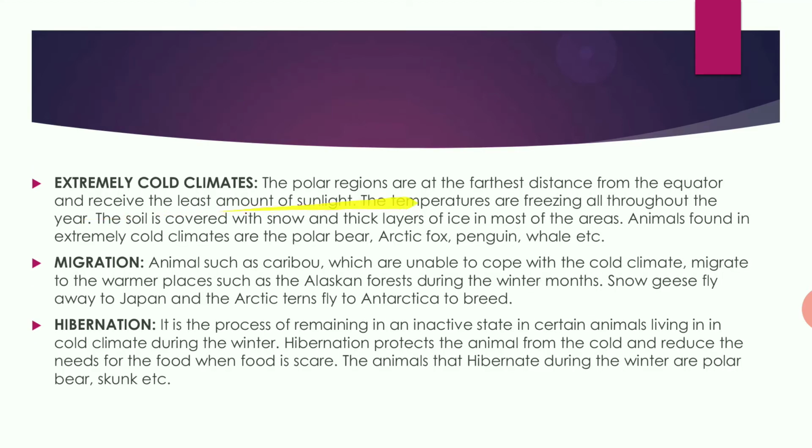Next, extremely cold climate. The polar regions are the farthest distance from the equator and receive the least amount of sunlight.